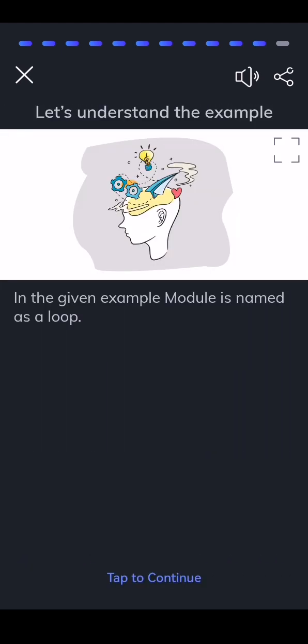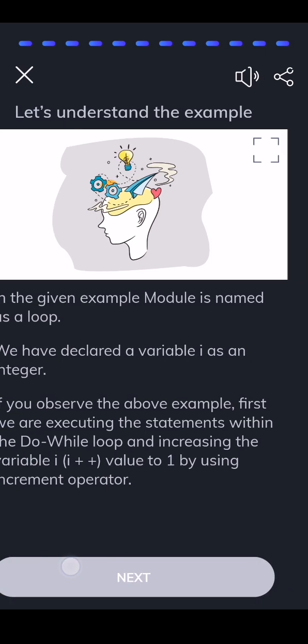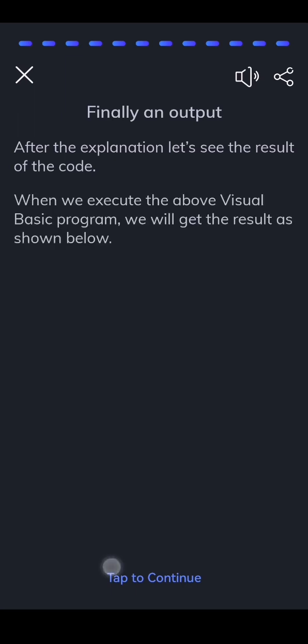In the given example, module is named as a loop. We have declared a variable I as an integer. If you observe the above example, first we are executing the statements within the do-while loop and increasing the variable I value to 1 by using increment operator. After the explanation, let's see the result of the code. When we execute the above Visual Basic program, we will get the result as shown below.